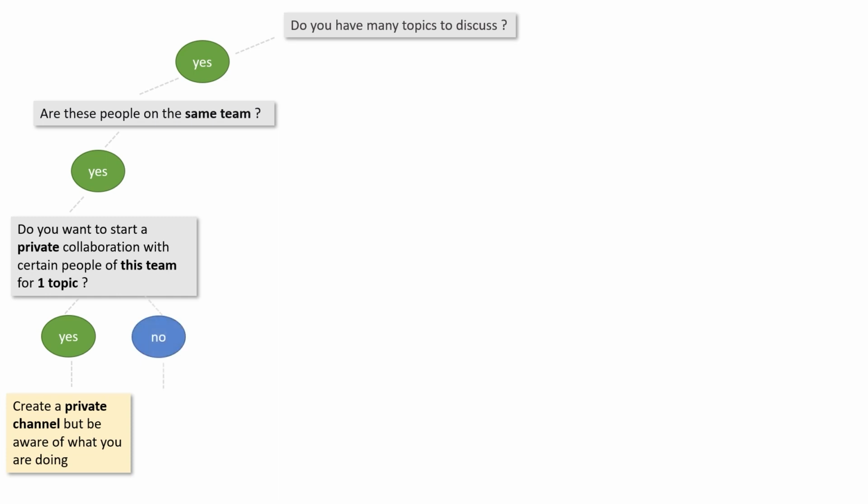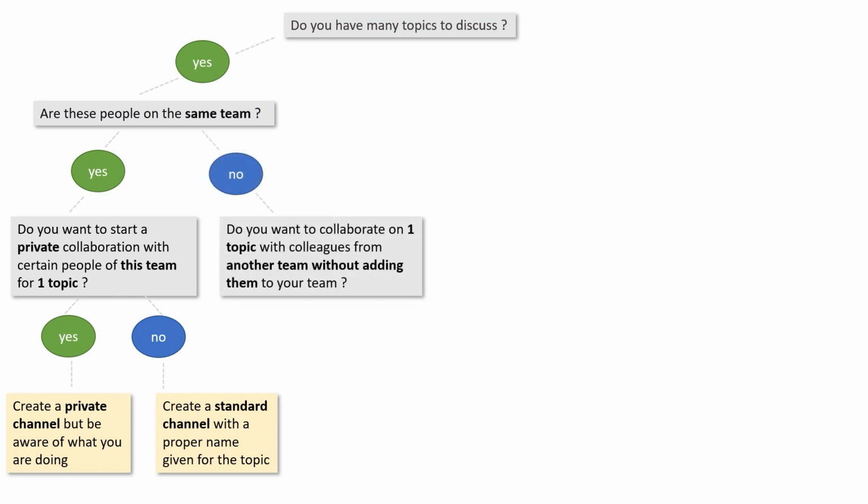If it's no, you should create a standard channel with a proper name for the topic. Going back to the top, if the people are not on the same teams, and you want to collaborate on one topic with a colleague from another team without adding them to the team: if it's no, you should create a standard channel. And if it's yes, you can create a shared channel.